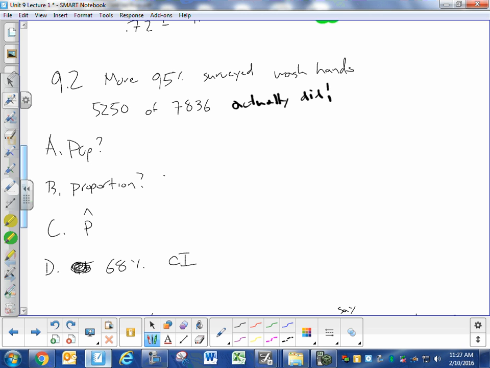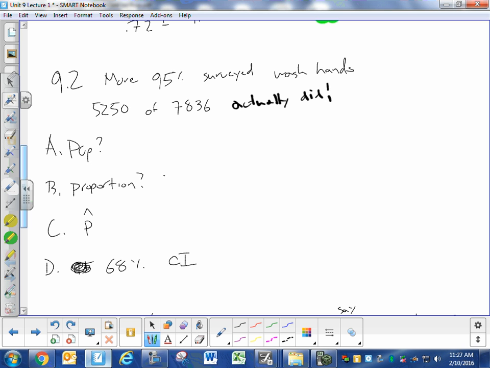But there were people that were sent out into major cities. They stood in bathrooms. They watched people either wash their hands or not wash their hands. And turns out they found that 5,250 of a total of 7,836 actually did wash their hands.